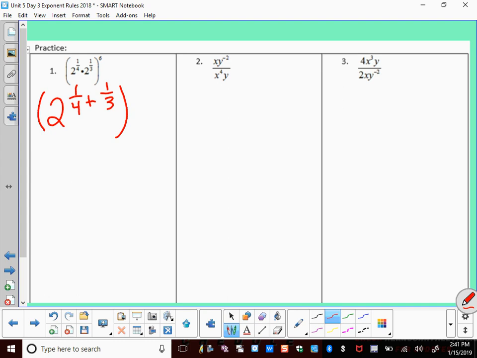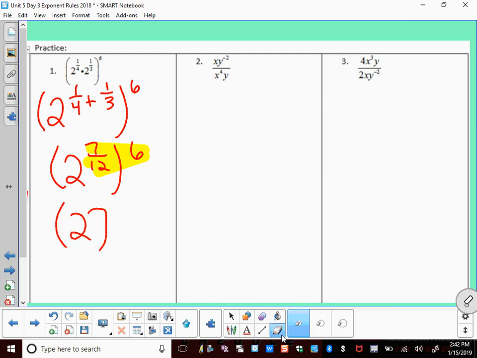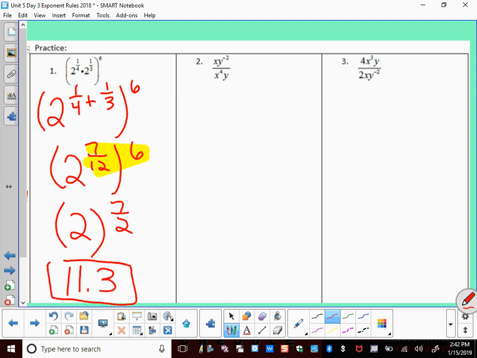Then there's a 6, so you got 7/12 to the power of 6. Then you have to do 6 times 7/12, and you get 7/2. So then you had to do 2 to the power of 7/2. Put it in your calculator. You should get 11.3 something. Did you guys get 11.3?